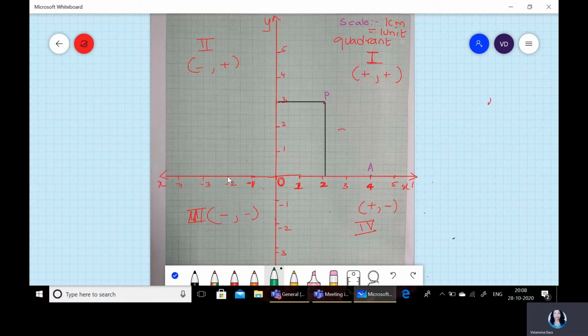Also, we have seen that every point on the x-axis, suppose if I take a point Q here. So every point on the x-axis will have y coordinate 0. So here it will be minus 2 comma 0. Every point on the y-axis, suppose if I locate a point here. So here the point R is here. So point R lies on the y-axis, therefore it will have x coordinate as 0. So every point on the x-axis will have y coordinate 0. Every point on the y-axis will have x coordinate as 0.